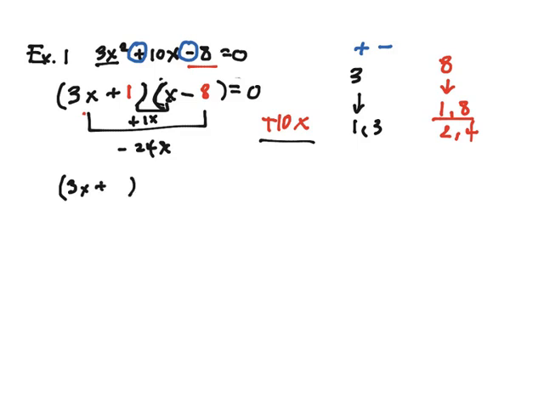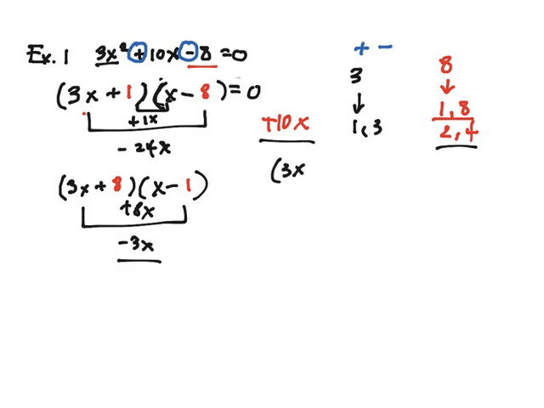So we have x minus, I'm going to put that 8 here, and I'm going to put that 1 here. And then let's go ahead and try. So our outer is going to be negative 3x, and our inner is going to be positive 8x. Now when you add those two, do they equal positive 10? Nope, doesn't work. Okay, so let's go ahead and move on to 2 and 4.